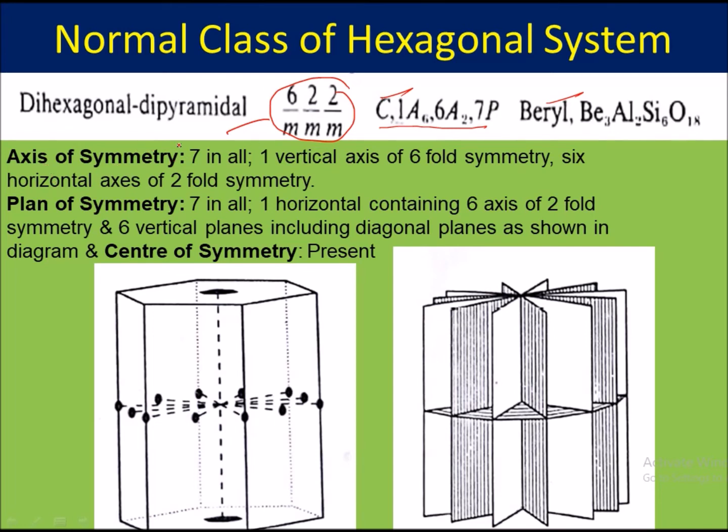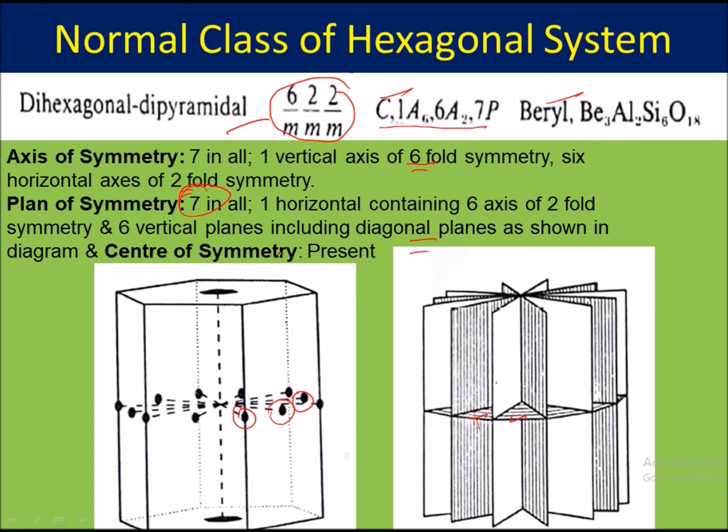Here you can see the axes of symmetry. There are 7 axes in all. One is the vertical axis, that is of 6-fold symmetry, and 6 are the horizontal axes that are of 2-fold symmetry. Similarly, the planes of symmetry are also 7. One is the horizontal plane. You can observe here, this is the plane that contains the 6 axes of two-fold symmetry. All these axes of symmetry are contained in this plane, and 6 are the vertical planes. These are the vertical planes, which also include the diagonal planes.